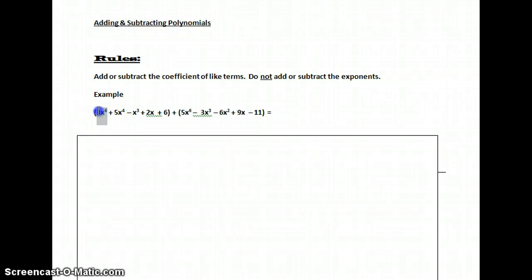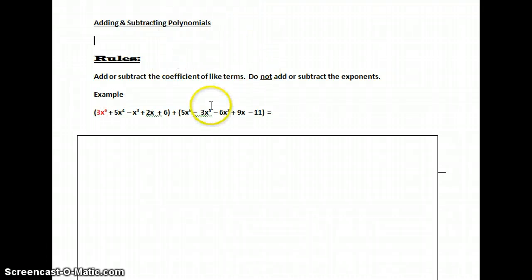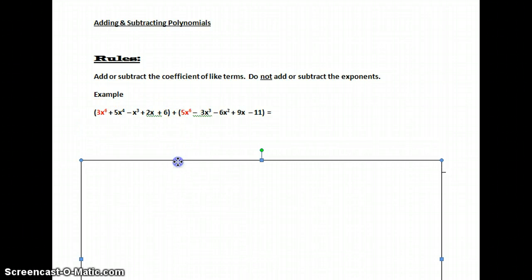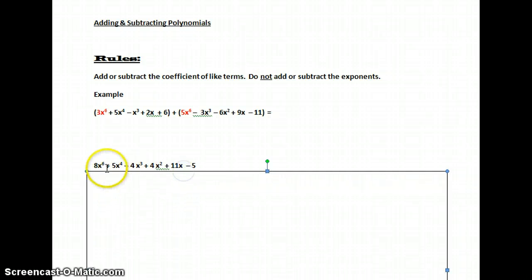So I can see on the left side my x to the third term, which I'm going to highlight in red, and then my other x to the third term. X to the sixth term, I'm sorry. So by highlighting it, I can see that I'm going to need to do 3 plus 5. So my 3 plus 5 gives me 8x to the sixth.